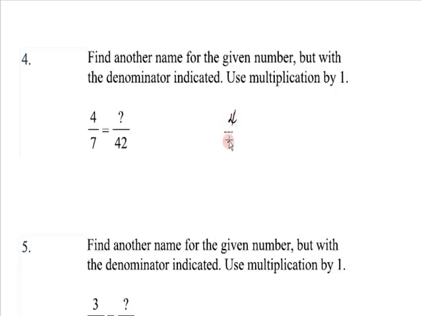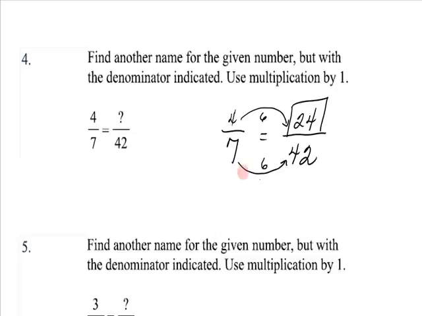I have 4/7 is equal to what over 42? What do you multiply 7 by to turn it into 42? 7 goes into 42 6 times. Do the same to the top. 4 times 6 is 24. So you're always identifying what it was multiplied by to get the new denominator, and you do the same thing to the top.